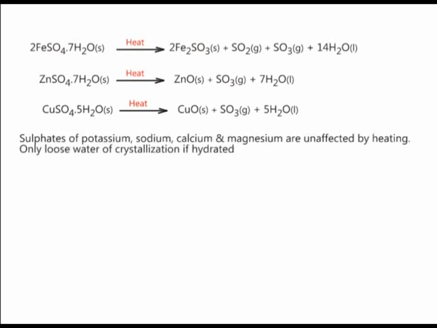The sulfates of potassium, sodium, calcium, and magnesium are stable and are not affected by heat. However, if hydrated, they lose the water of crystallization on heating, which condenses high up in the test tube. It is important to note that all ammonium salts decompose on heating.